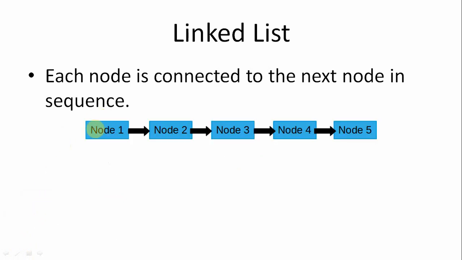So the linked list should look like this. This is the first node, which is stored somewhere in the memory. This is the second node and so on. These nodes are not in contiguous memory, so you can add any number of nodes, and to reach any node you have to start from the beginning and go to the next node from there.